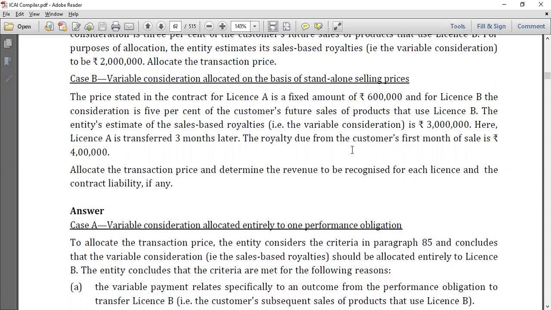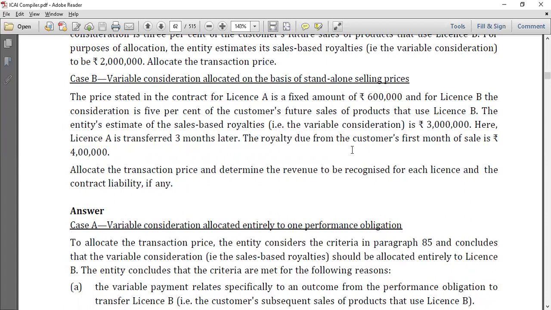License A is fixed at only 6 lakhs, and license B is 5% of the customer's future sales, which is estimated at 20 lakhs in case A. Here 5% of the future sales is estimated to be 30 lakhs, where license A is transferred 3 months later. In the first scenario, license B is transferred at inception and A is transferred 1 month later. Here license A is transferred 3 months later, right?